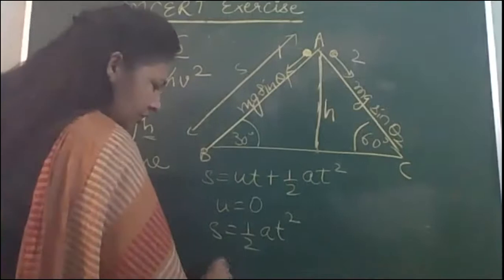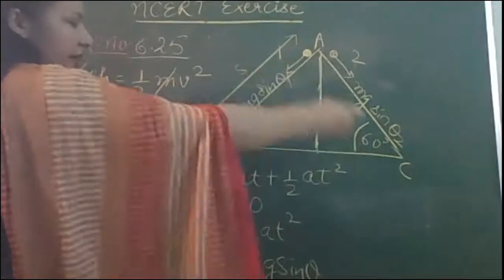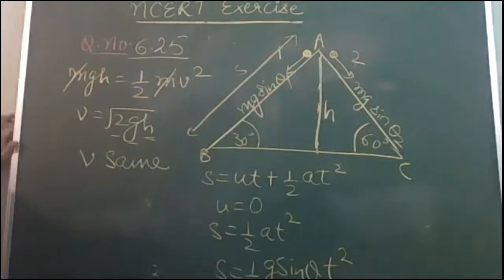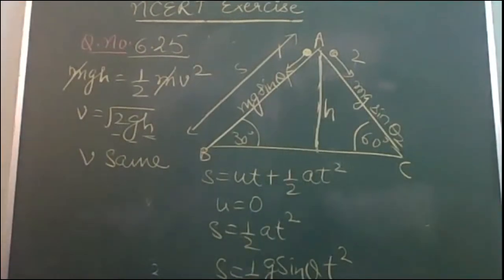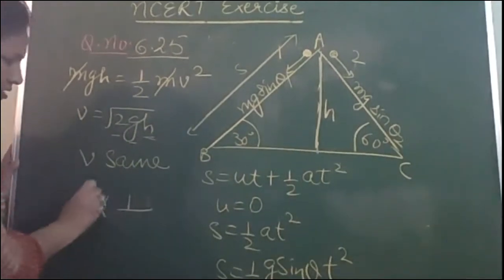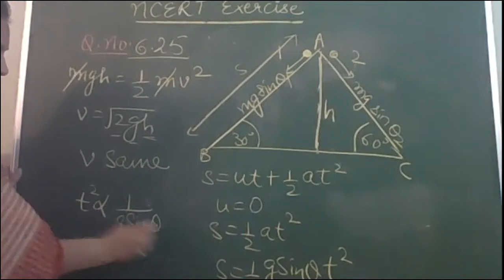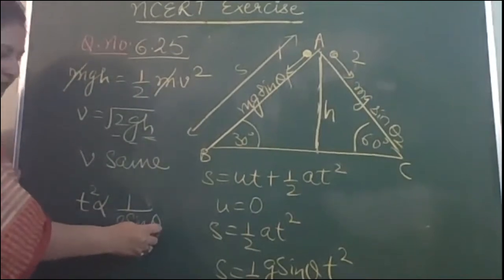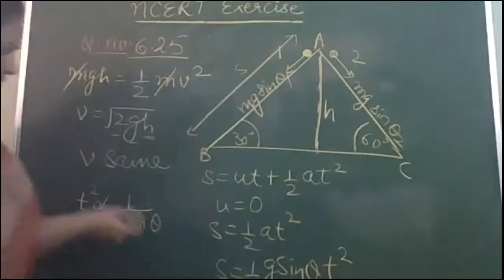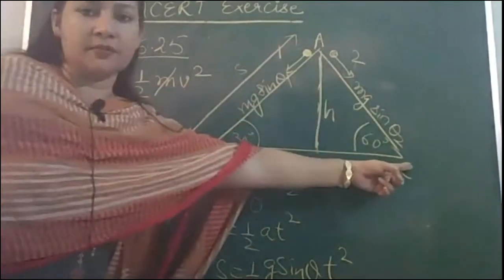What is the acceleration? That is g sine theta. Along the plane, the acceleration of the masses is g sine theta. So t square is inversely proportional to g sine theta. g is a constant, so time is dependent upon the angle of inclination. The plane that has the greater angle of inclination, that stone will take less time. So stone 2 will reach first.